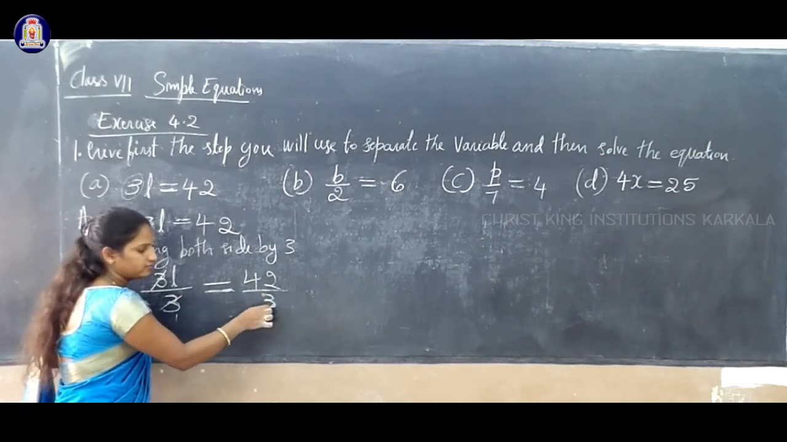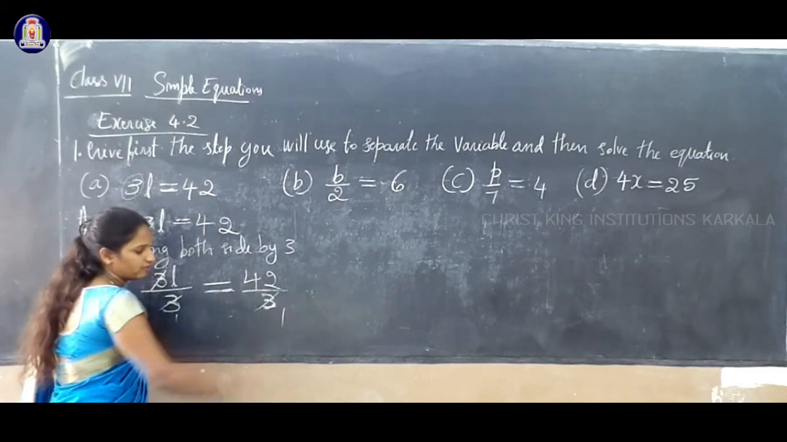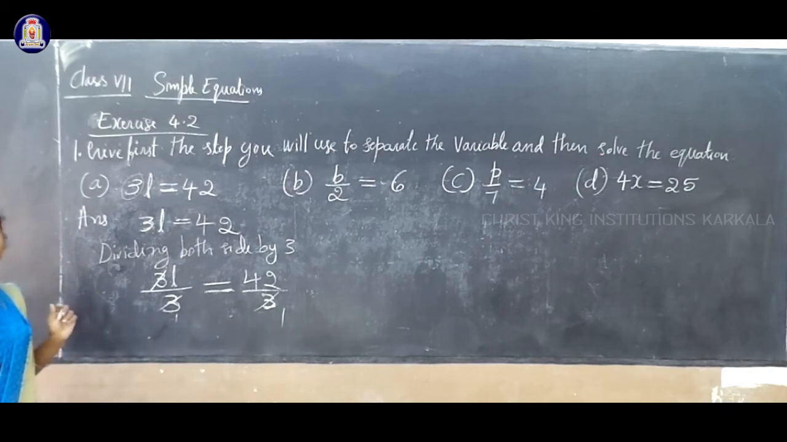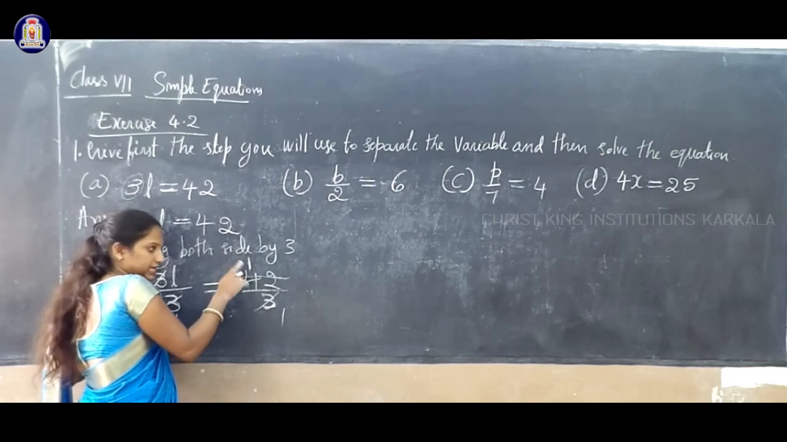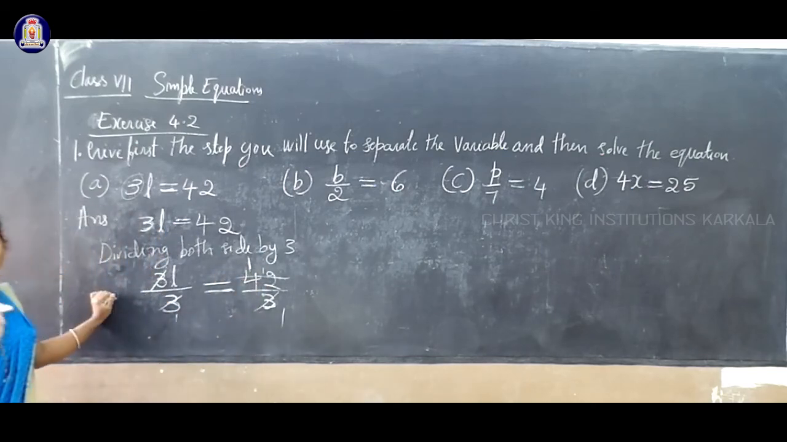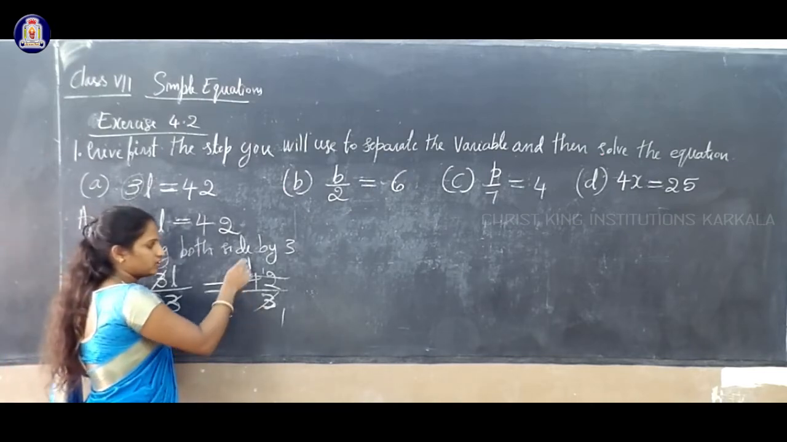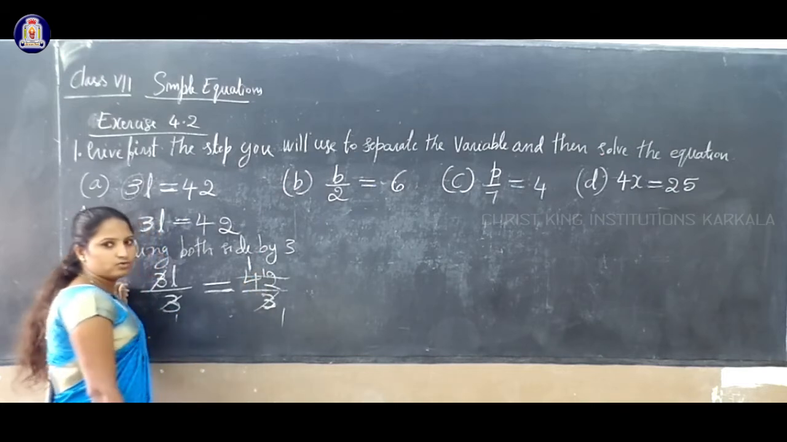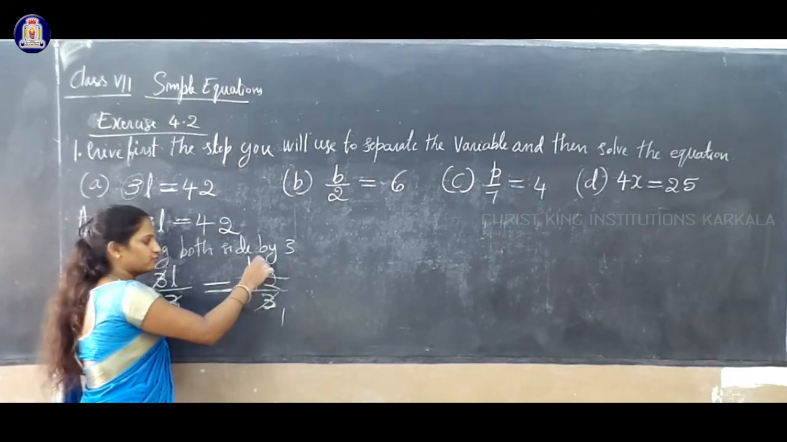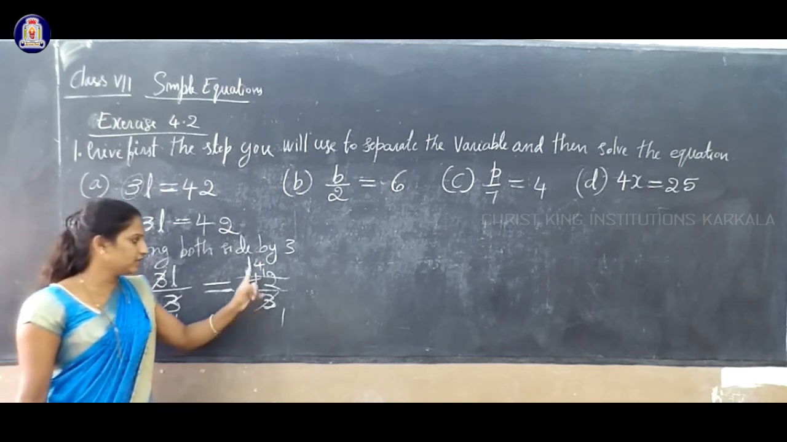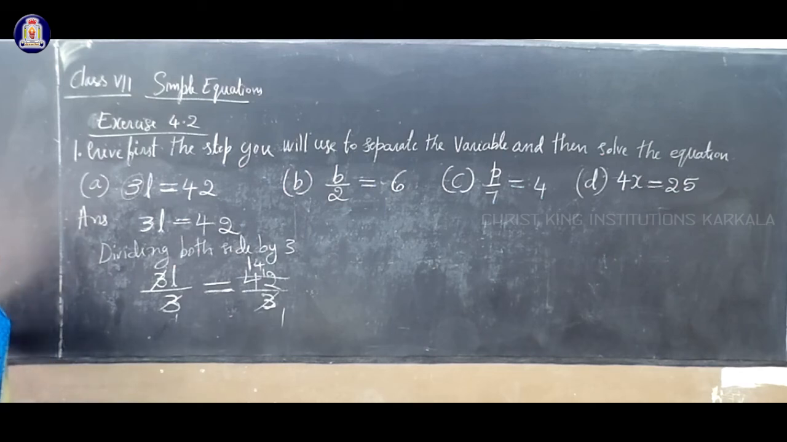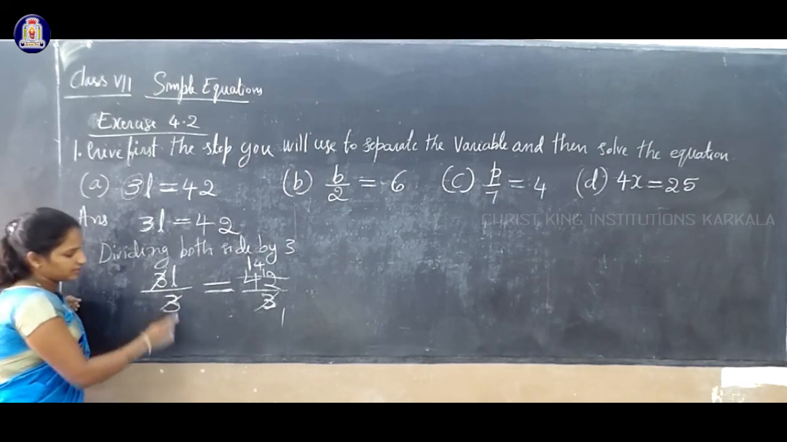Now, 42 divided by 3, how much? 3 ones are 3. In 4, 3 ones are 3. How much is remaining? In 4, if you subtract 3, remaining 1. Correct? So 3 ones are 3. Remaining you must add here, you get 12. So 3 fours are 12. That means 3 ones are 3, 3 14s are 42. So what is remaining here?